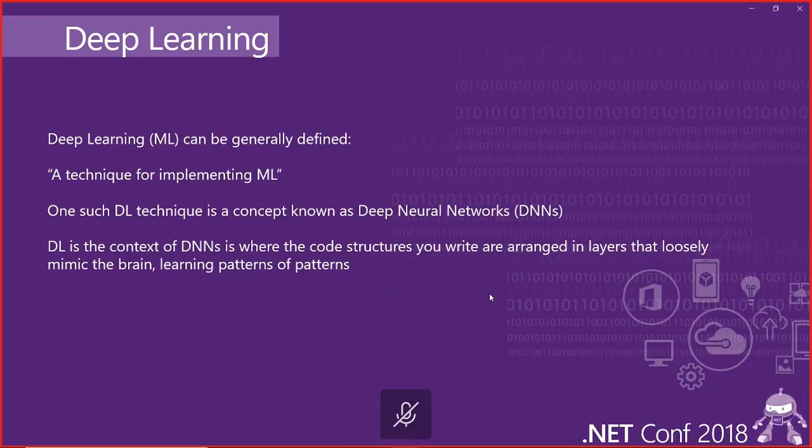Deep learning can be generally defined as a technique of implementing machine learning. One such technique is a concept known as deep neural network. Let's say deep learning is the context of deep neural networks, and the deep neural network is where our artificial intelligence code is written.